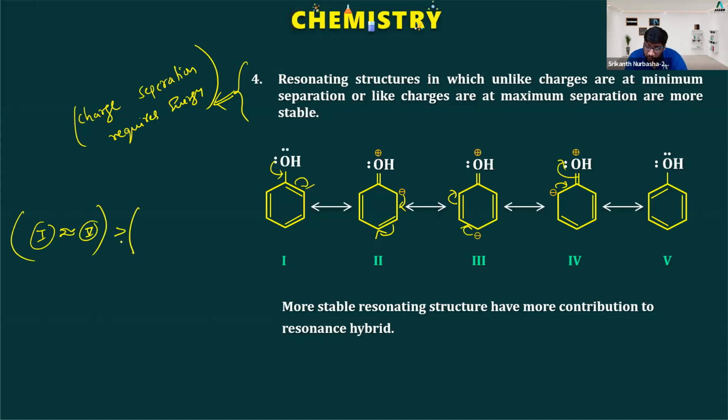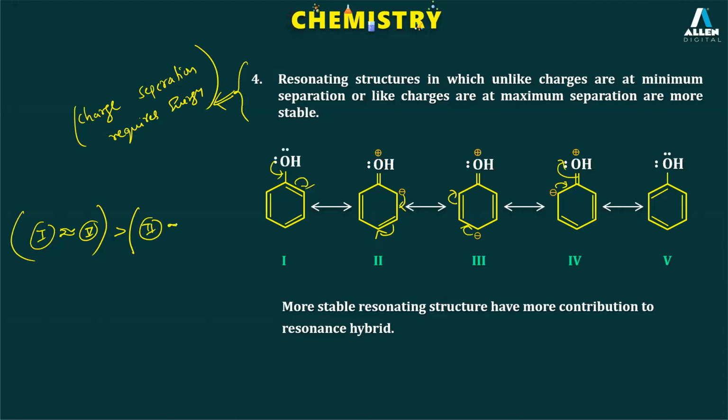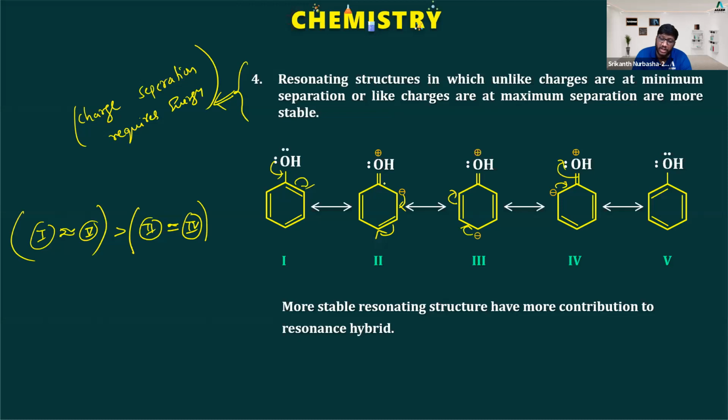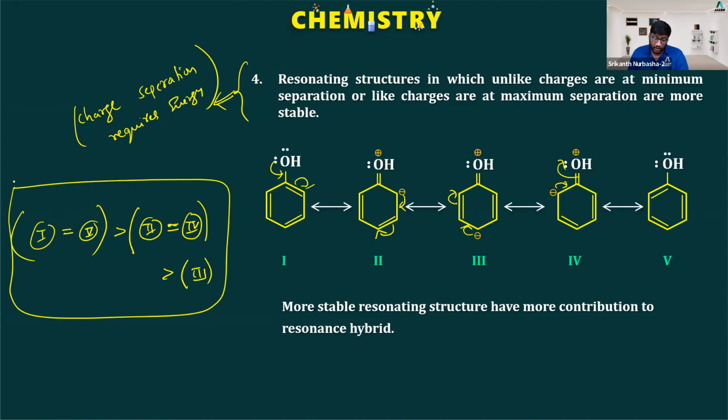After 1 and 5, which are going to be more stable? Can I say 2 and 4? 2 and 4? Because negative charge and positive charge should be separated. That is, unlike charges should be separated by minimum distance, like charges should be separated by maximum distance. So 1 and 5 will have equal stability, then 2 and 4, and then the least stable is going to be 3. So the contribution of 1 and 5 to the resonance hybrid is more, then 2 and 4, then the contribution of 3 will be least. That is how you can understand the order of stability.